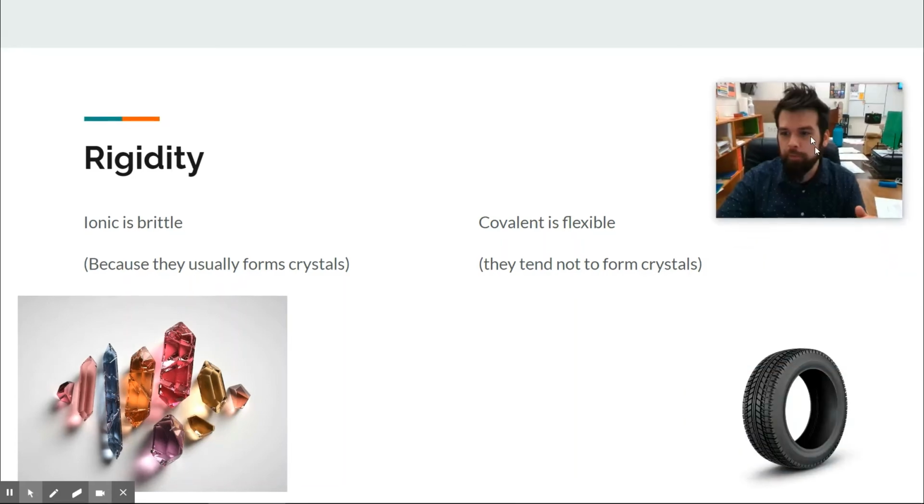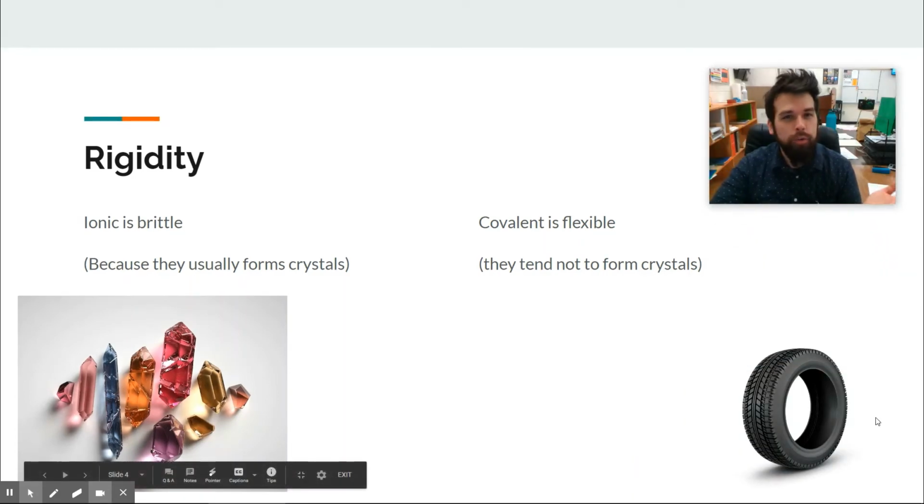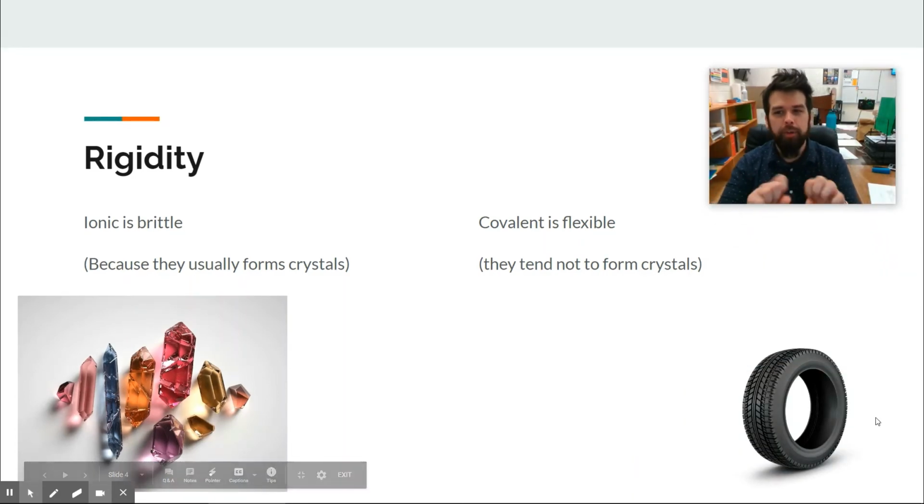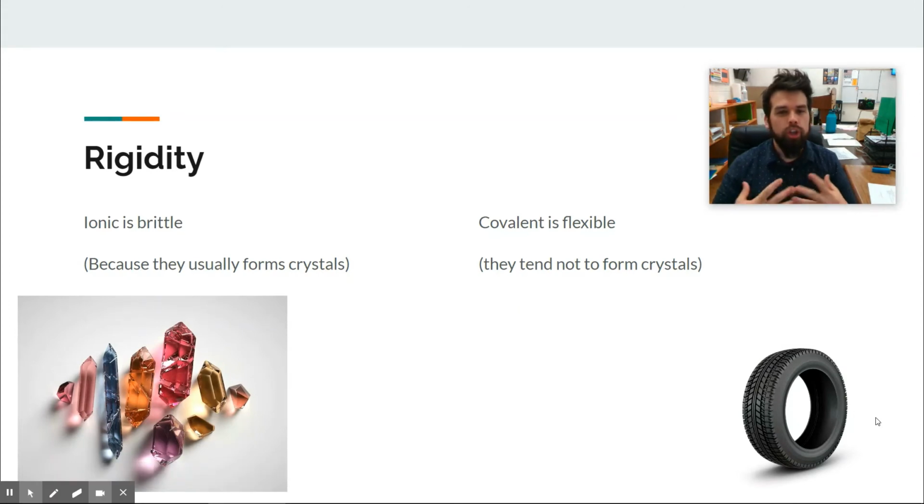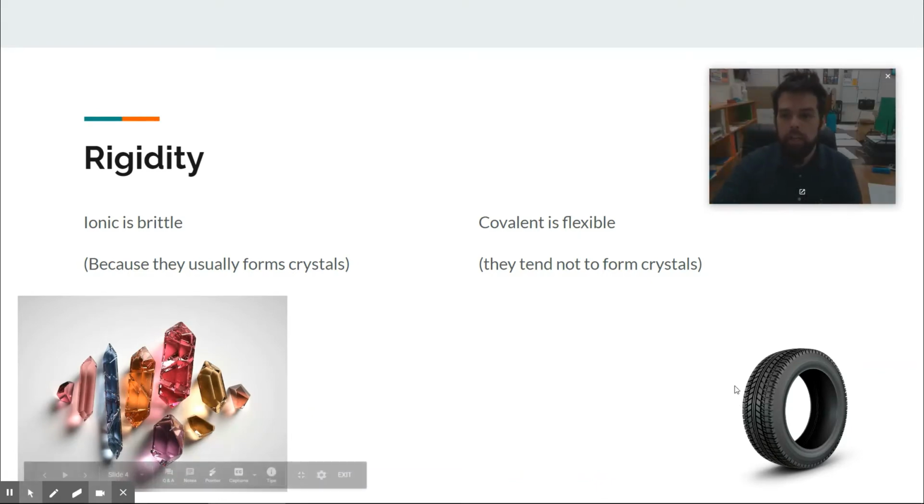Like, let me move my camera. Like rubber is a covalent compound, so it's very bendy. The long and short of it is covalent is bendy, ionic is breaky. So if you can remember that, you'll be in good shape.